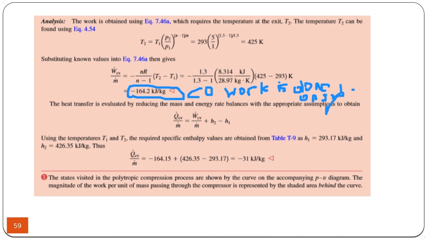On the other hand, you can write the energy equation: Q minus W is equal to H2 minus H1. From here, you can calculate the Q. And according to this, during the compression, there is a heat loss to the environment. So you can see that this minus sign says that it's a heat loss.